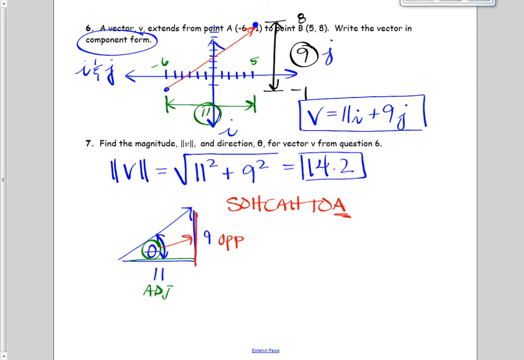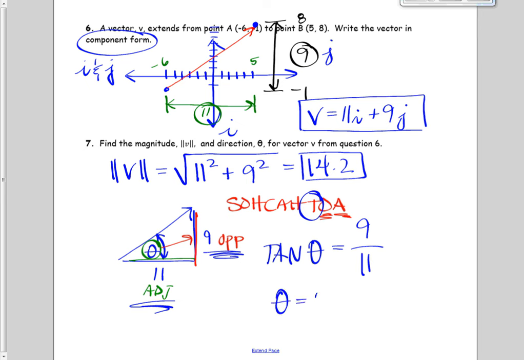And again, I've got opposite and adjacent, the 2 sides that I know, which means that tangent is the trig function I'm going to use. So the tangent of theta is the opposite side, 9, divided by the adjacent side, which is 11. And just like in the other problem we did, when you're trying to find the angle, you use the inverse trig function.